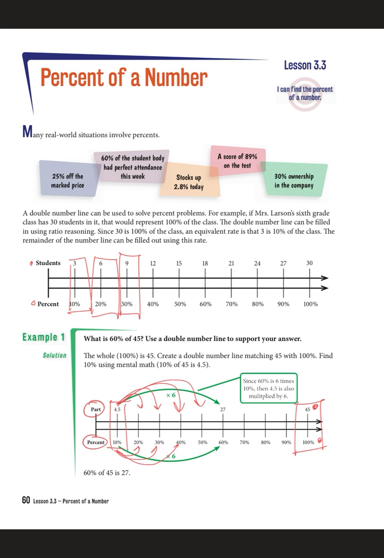And then what they do there in the green box, it says since 60% is 6 times 10, then 4.5 is also multiplied by 6, which gets you 27. Okay, so 60% of 45 is 27. All right, let's take a look at the next page.